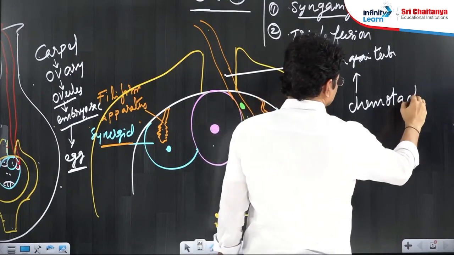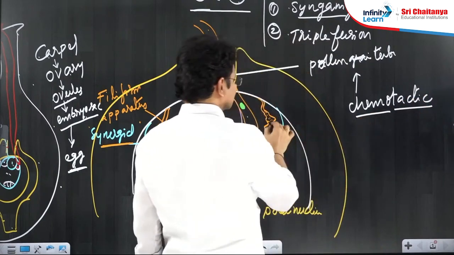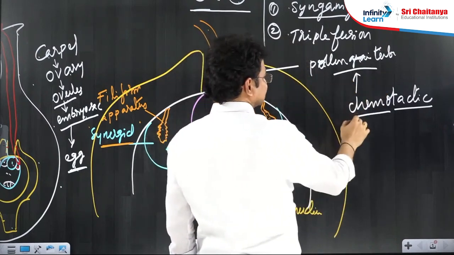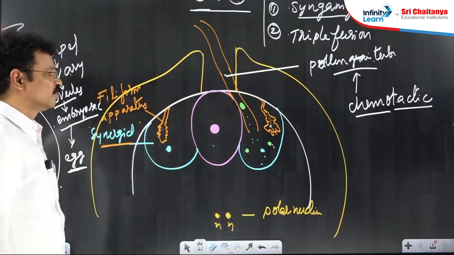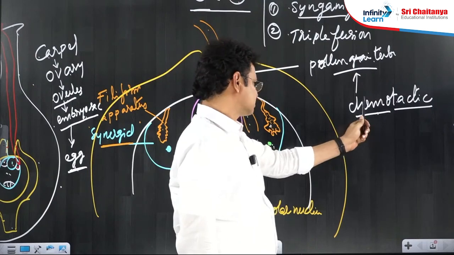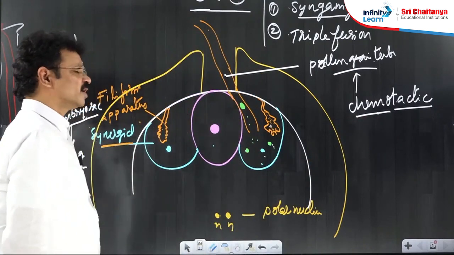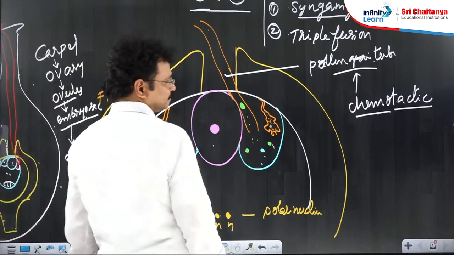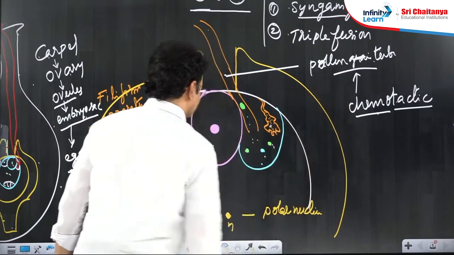Chemotactic. Attracted by chemicals released from the synergid cell, the pollen tube can grow towards that area, and such movements are called chemotactic movements. Chemo represents the chemical secretions, tactic means attracting. That movement is also called chemotropism. One more name for it is chemotropism. That phenomenon is chemotropism. The movement of the pollen tube is chemotactic.